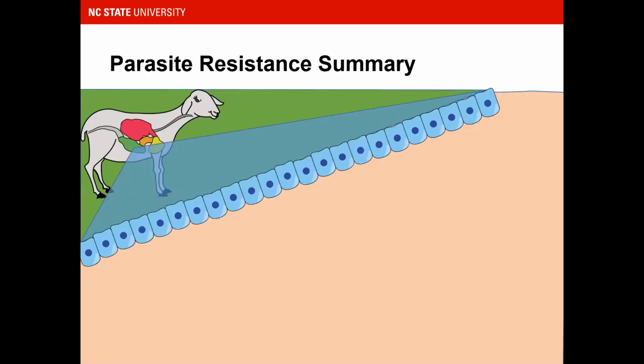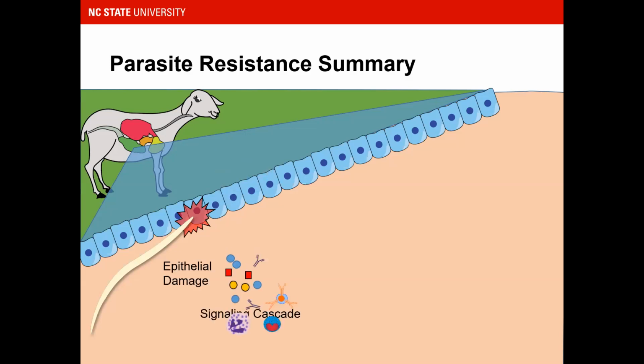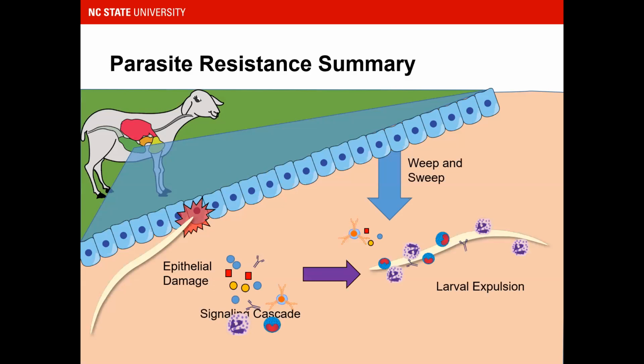So to summarize all this, I know some of this immunology stuff can get pretty deep. This is, I think, a nice summary of the last few slides that we talked about. Those larvae enter the gut and they cause epithelial damage. That damage results in a signaling cascade, and we get the cell and humoral response, the Th2 polarization, that weep and sweep response, and we get larval expulsion that results from their inability to swim to maintain their position, as well as an unfavorable environment in their gut for them to be there.